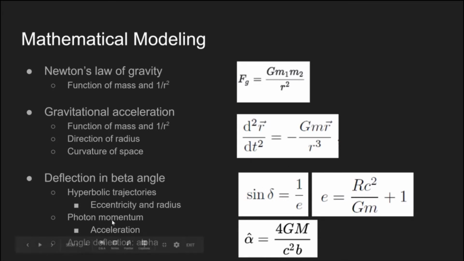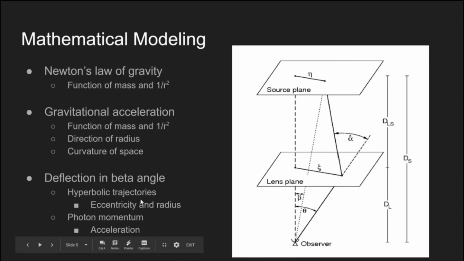Using the idea of deflection of a beta angle, by using the eccentricity and radius of hyperbolic trajectories as well as the photon momentum, which allows photons to follow these hyperbolic trajectories and be deflected by the gravitational force. This is shown here as the hyperbolic trajectory is here, and the alpha angle of deflection is here.